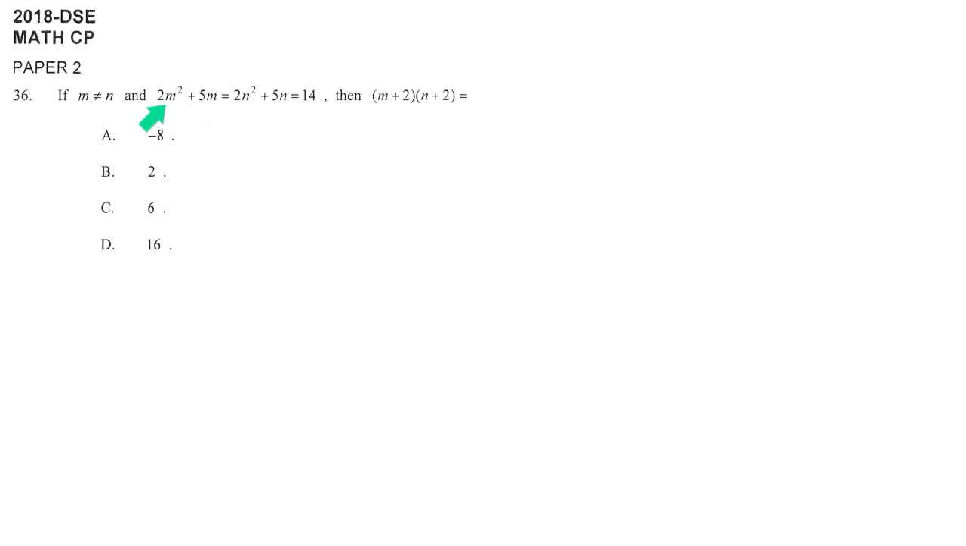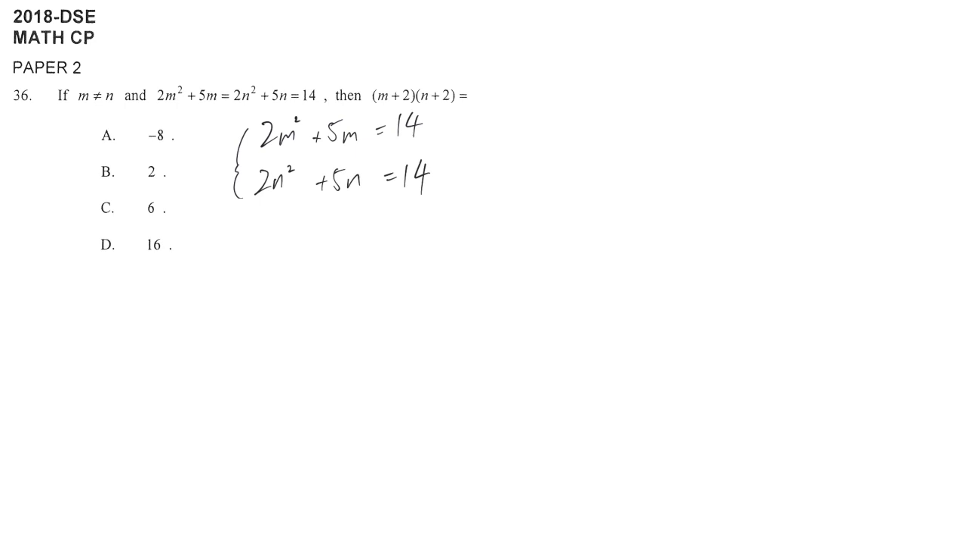Question 36, they tell you that m is not the same as n. At the same time, we have something equals something equals something. I do not let my students write the equation like this. So we have to separate it into two equations: 2m squared plus 5m is equal to 14. At the same time, 2n squared plus 5n is equal to 14.